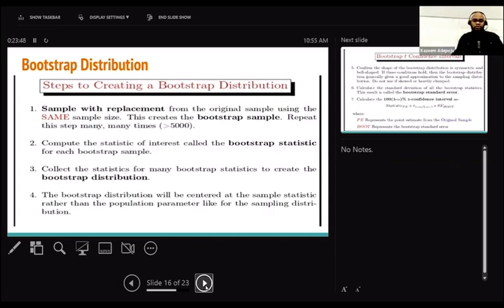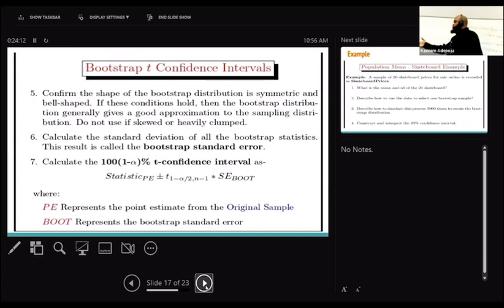Now, this is the step to curate a bootstrap distribution. Don't forget we're using sampling with replacement from the original sample. Of course, we're using the same sample size. And we want to curate so many times. We want to produce more than 5,000 versions of that. Then we compute the statistic. We look at the bootstrap distribution, and we can actually construct a confidence interval now. But the confidence interval we want to do now will be called a bootstrap confidence interval. That is different from the one that we did before in a quick review.